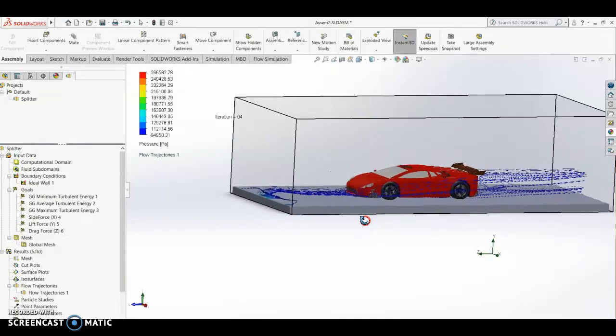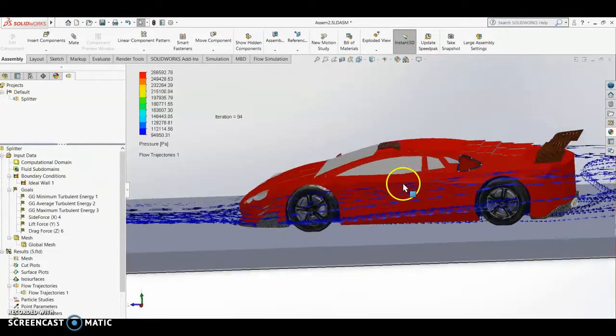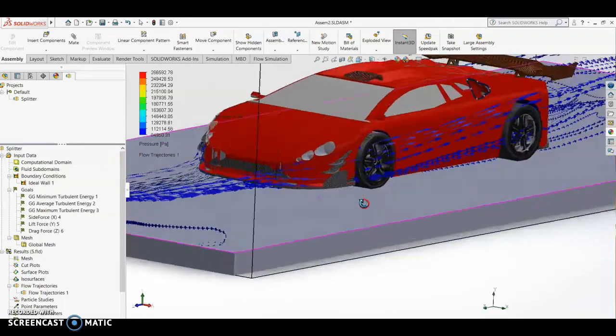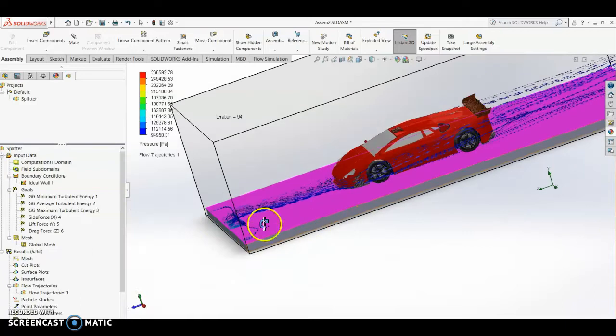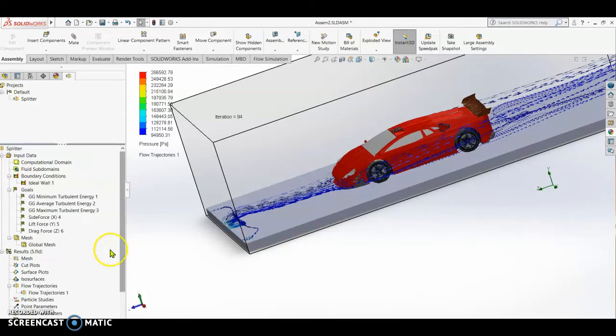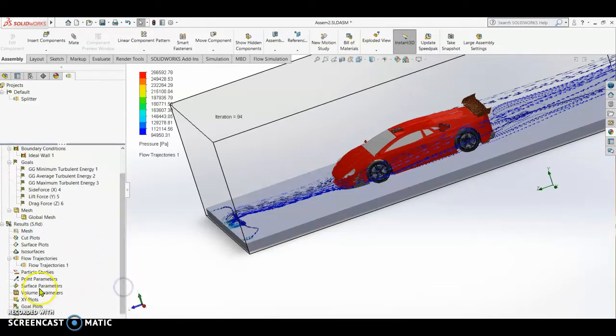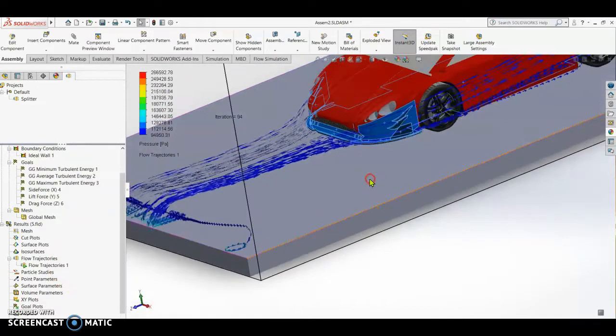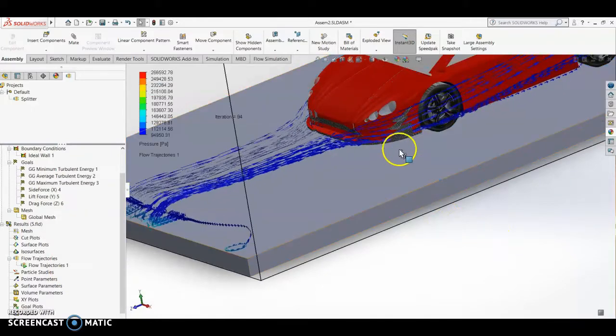All right, so you notice that the airflow that we can see is all blue, so it means it's only between 94,950 and 112,114 Pascal. So this is the flow. Now to determine the downforce, we have to insert surface parameters, but before that I want to play the trajectories and see what's really happening.